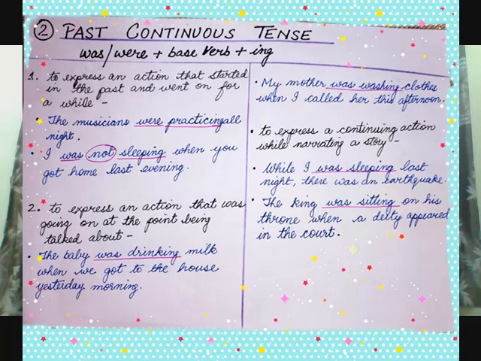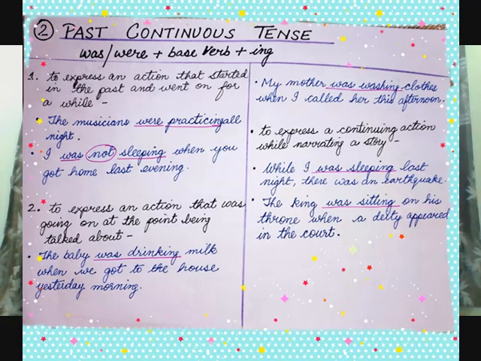The second example, I was not sleeping when you got home last evening. That means at that particular time when somebody came, I was not sleeping. Was sleeping is your past continuous, whereas you can see I have circled the word not. That means we have made this sentence into a negative statement.